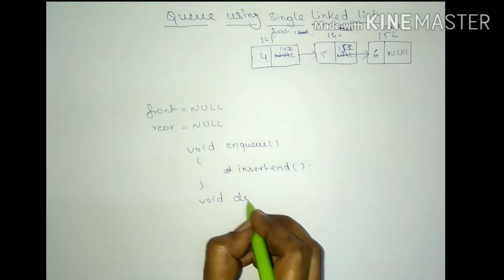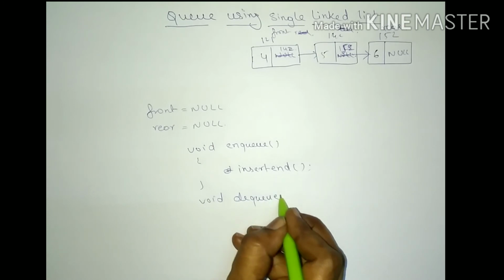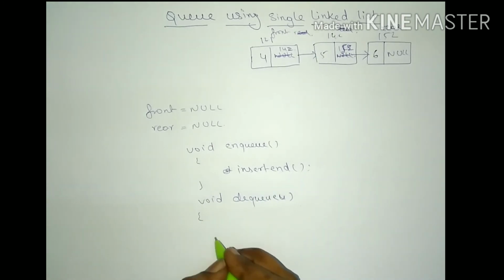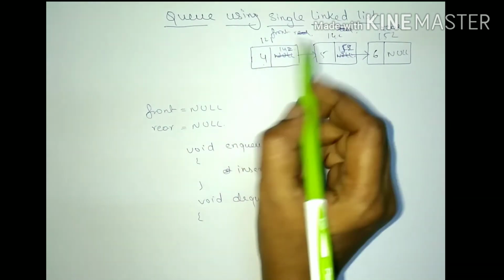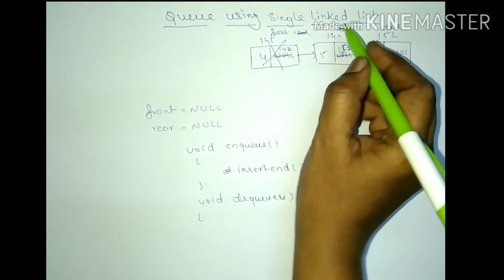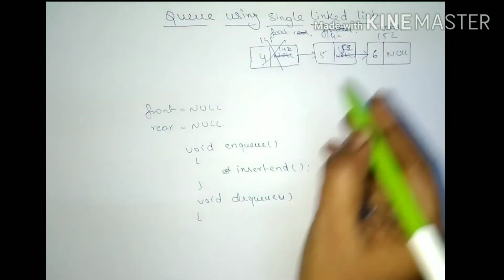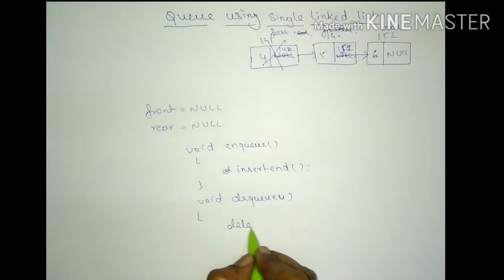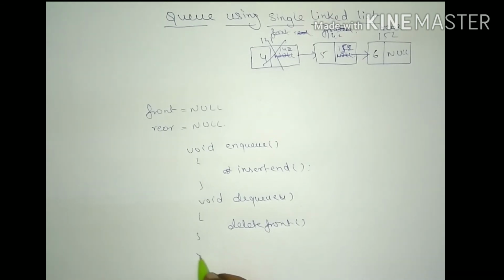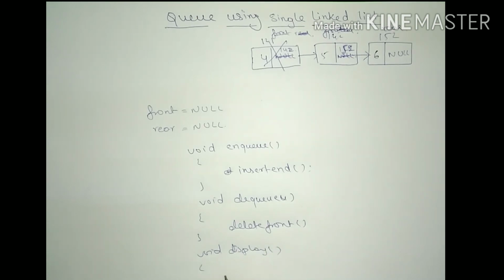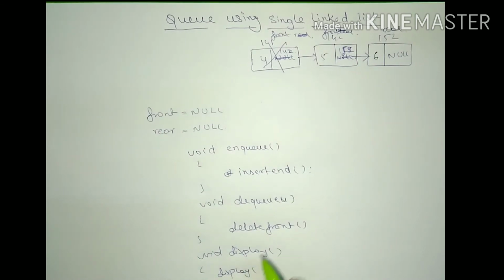Again to dequeue, we have to write the code for, now which one do I have to delete? The first inserted one is this, so I have to delete this, and front is moved to the next node. That is, we have to write delete front for dequeue. And for display, again the display of the single linked list. This is the code to be written for queue using single linked list.